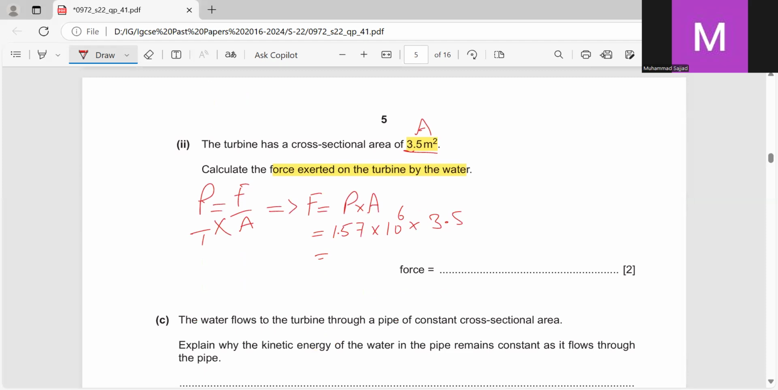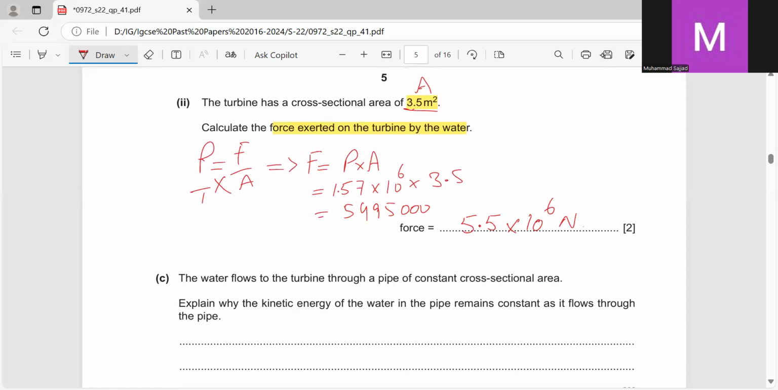So as we are simplifying it, the answer comes to be 5495 and then 000. So we will round it off. I'm going to write it 5.5 times 10 raised to power 6 Newton. So that is the answer for this question. So 5.5 times 10 raised to power 6 Newton.